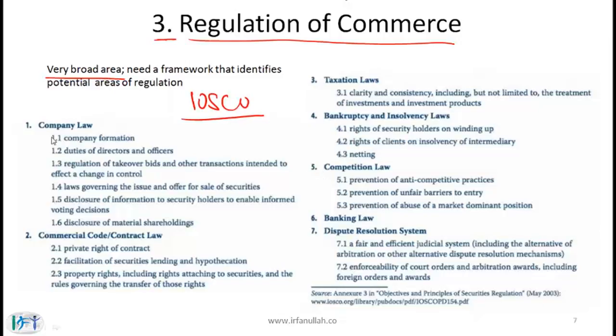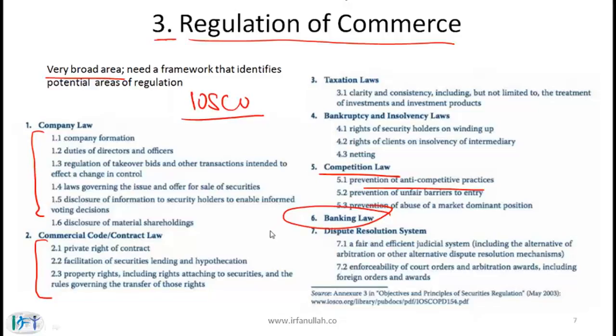So we need to consider company law related items, the commercial code, taxation, bankruptcy and insolvency laws, competition laws. So obviously we want to prevent anti-competitive practices and so on. Banking law, the need for minimum capital requirements, the need to try to make the banking industry as stable as possible, dispute resolution systems.